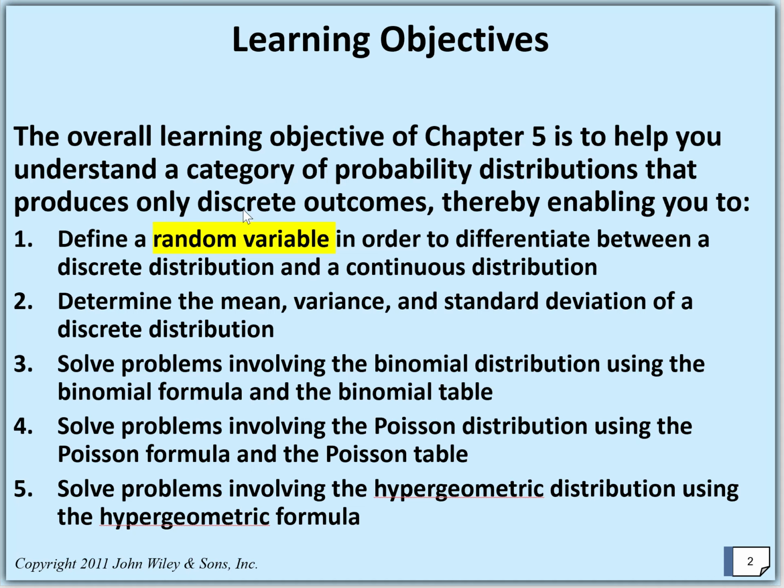So we will define a random variable in order to differentiate between a discrete distribution and a continuous distribution. We'll see what discrete and continuous really means. Determine the mean, variance, and standard deviation of a discrete distribution. We'll solve some problems involving binomial distribution using the formulas and the tables. And then we'll have a look at Poisson distribution. We'll solve some problems for Poisson. We'll look at hypergeometric distribution and some problems related to that.